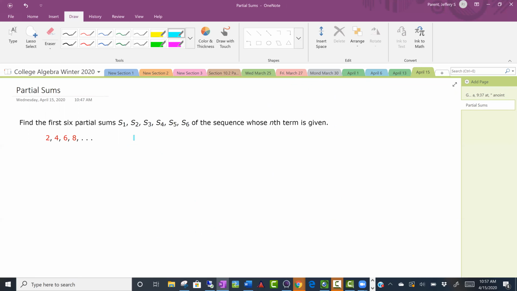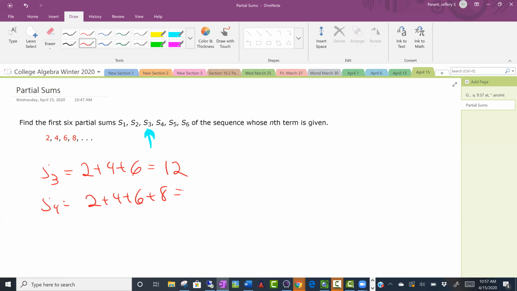So, for instance, S sub 3 is going to be the sum of the first 3 terms in this sequence. So let's take a look at that. S sub 3 is going to be 2 plus 4 plus 6, so that's going to be 12. S sub 4 is going to be 2 plus 4 plus 6 plus 8, so the first 4 terms in the sequence, and that's going to be 20.